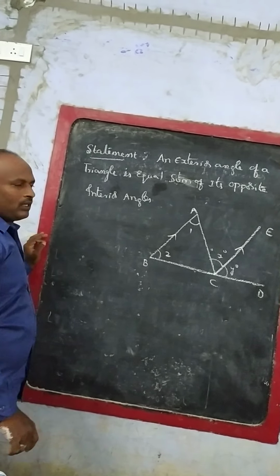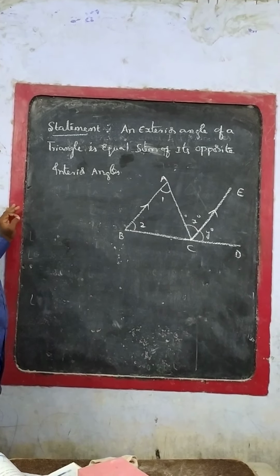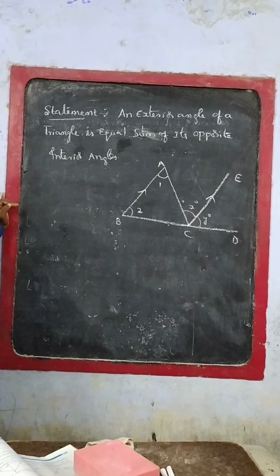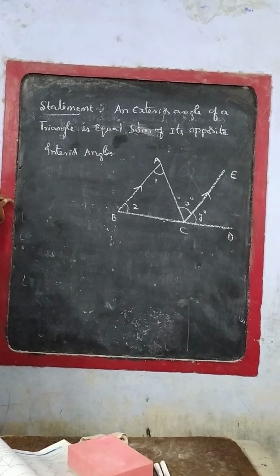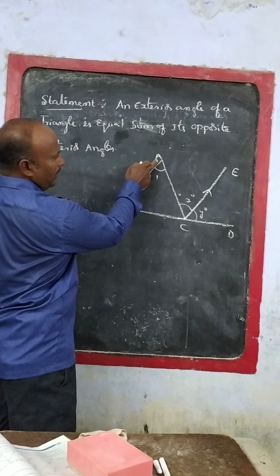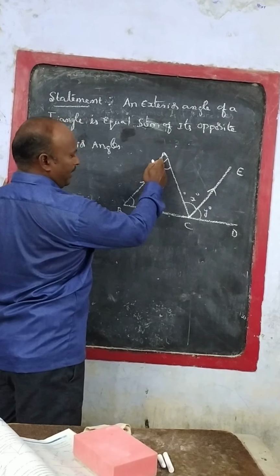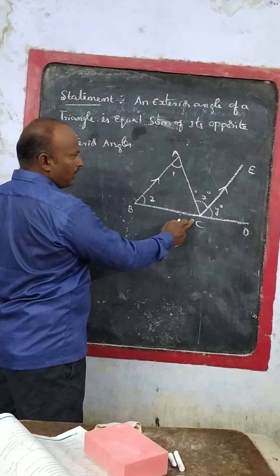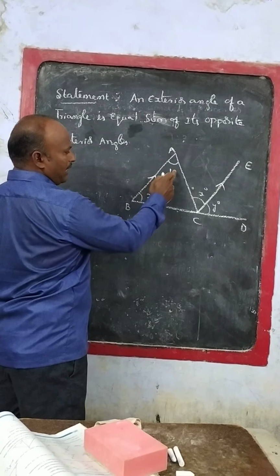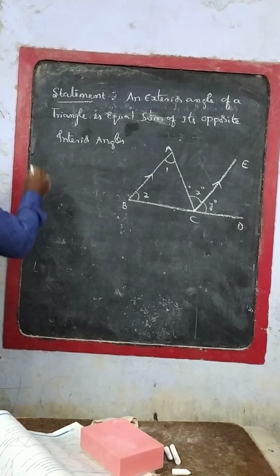This is the given statement: an exterior angle of a triangle is equal to the sum of its opposite interior angles. That means angle ACD is the exterior angle of triangle ABC, and angle 1, angle 2, that is angle A and angle B, are the opposite interior angles. So this is the given statement.